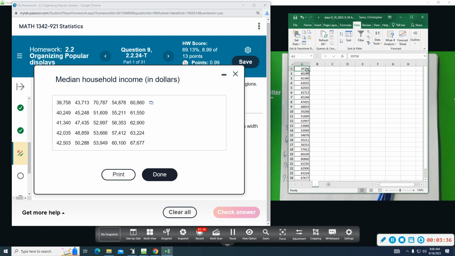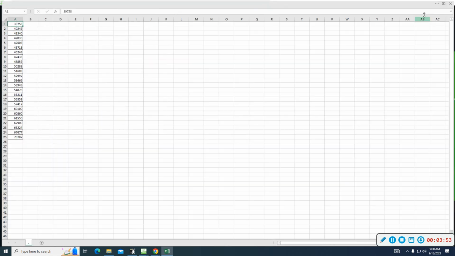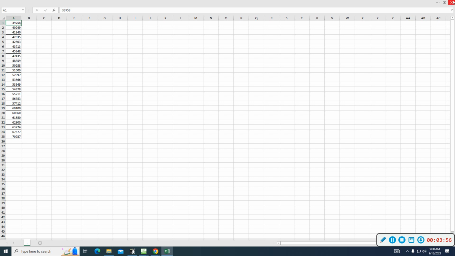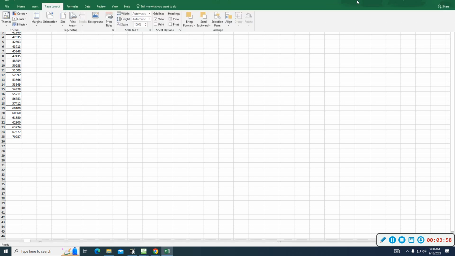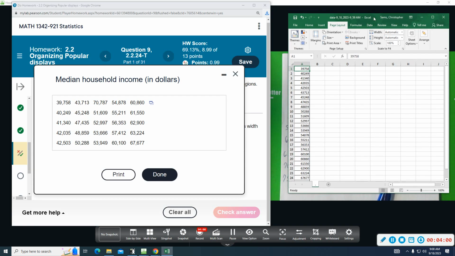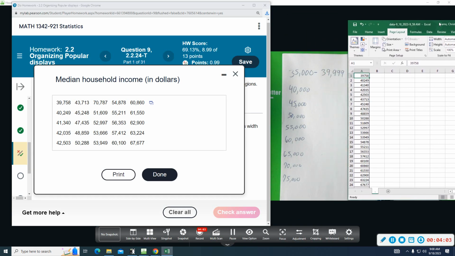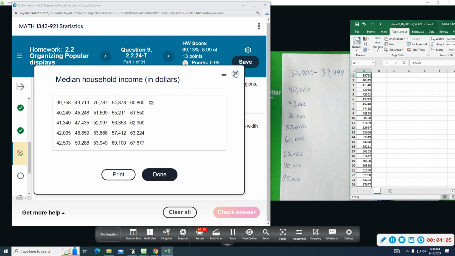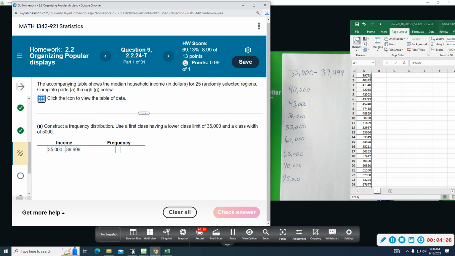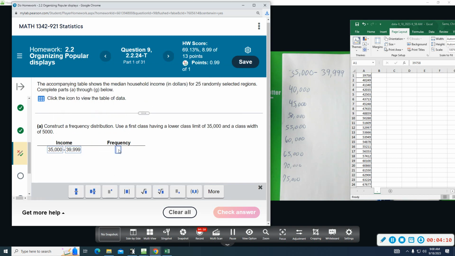And then we're going to count how many fall. Sorry, I didn't mean to minimize it. How many, can I move this table? Can't move it. I don't want to make it huge. I should be, there we go. Just want to move it over a little bit. All right, so I want to count how many fall between 35 and 39. There's just one value, so I'm going to put 1 here.